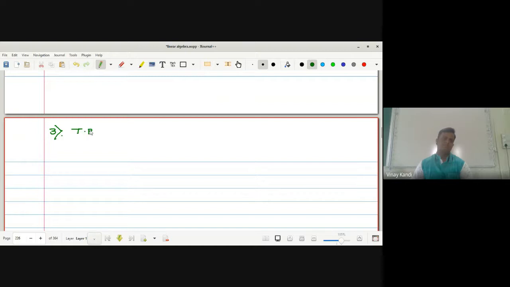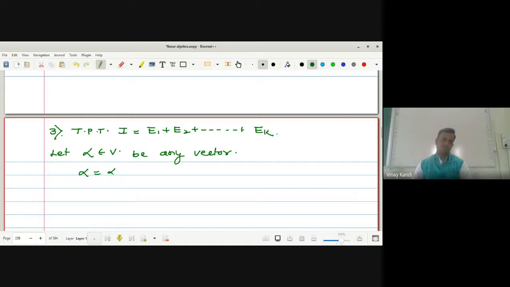To prove that I is equal to E1 plus E2 plus up to so on EK. Okay, let this alpha belongs to V be any vector. Then alpha is equal to what? Alpha 1 plus alpha 2 plus up to so on alpha K. Okay, do you understand why we write this? Because we assumed earlier that V is equal to W1 direct sum of all these subspaces, assumed above. Okay, understood? Yes, sir. Afterwards, every time you say alpha belongs to V, you will write it like this.